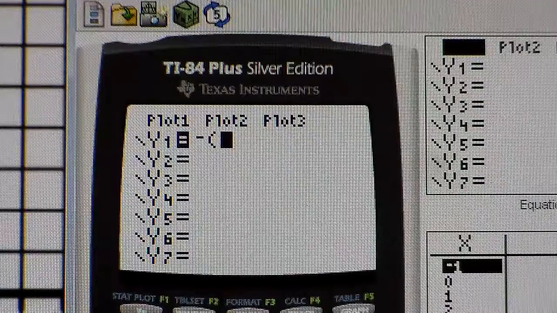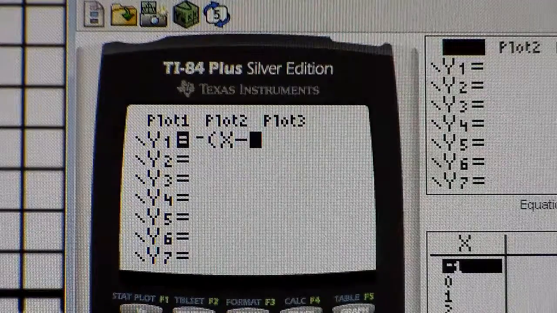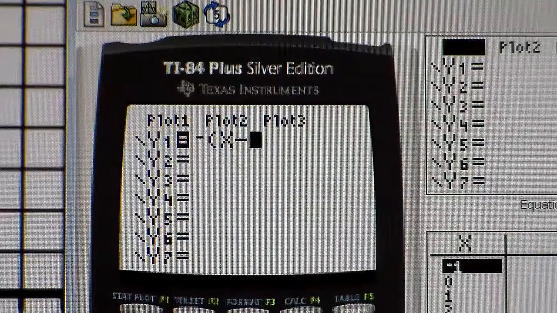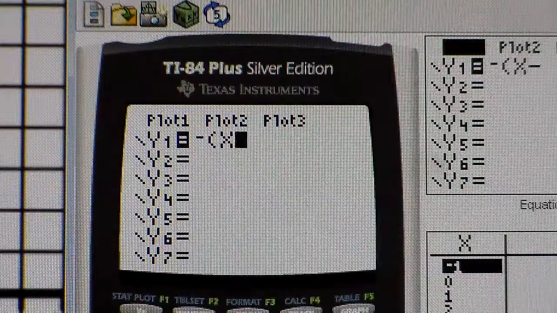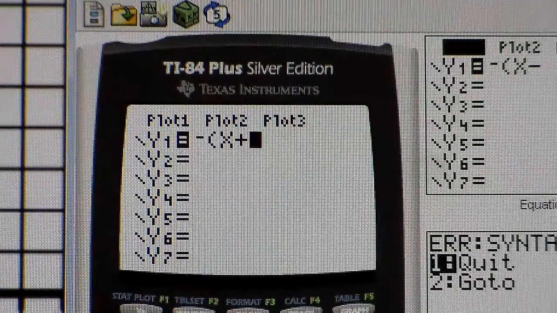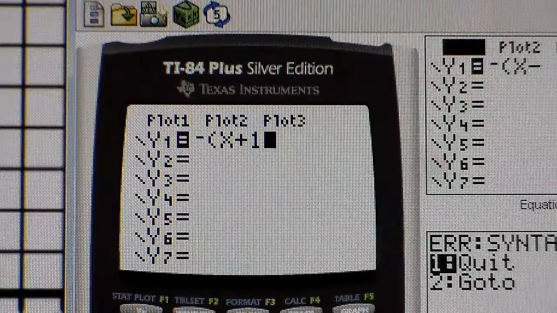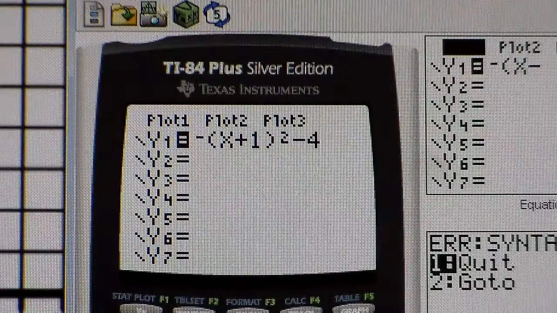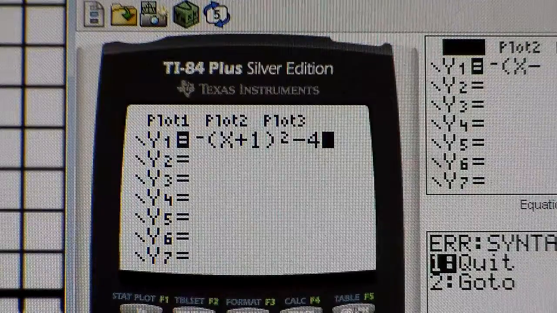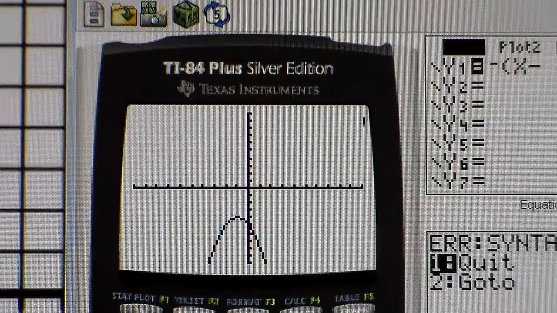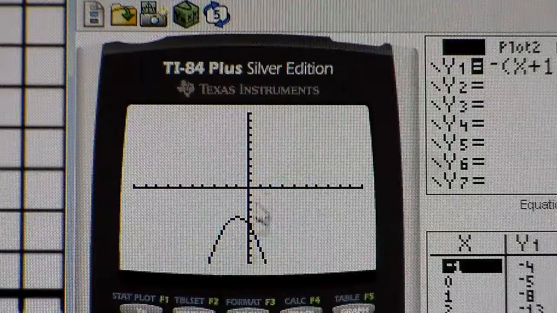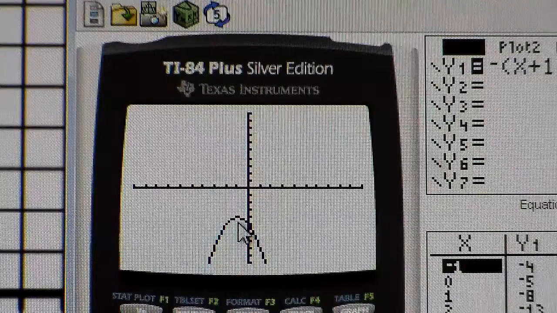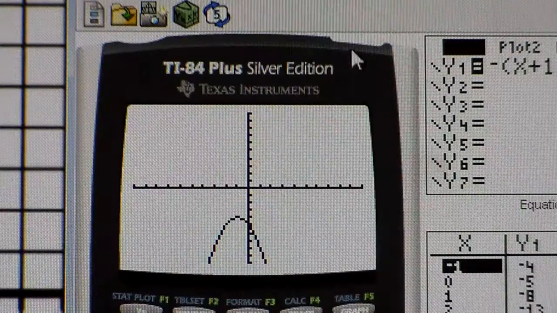Open parentheses, x plus 1. We're not doing minus, I'm sorry, it's a plus sign. So x plus 1, close parentheses, squared, minus 4. Now that we typed that into the graphing calculator, we hit the graph button to see what our graph is going to look like. You can see the vertex is in quadrant 3, aka the bottom left-hand corner. That's where our little vertex is. And that's the graph that we're going to graph.